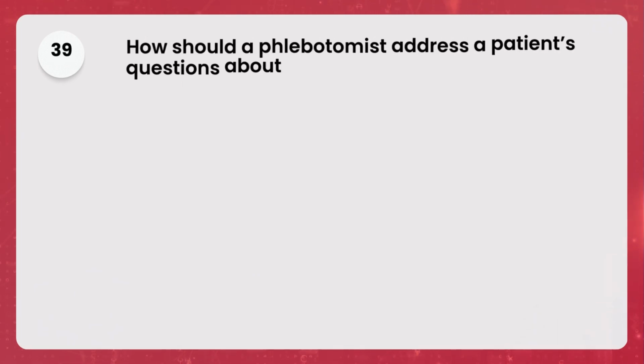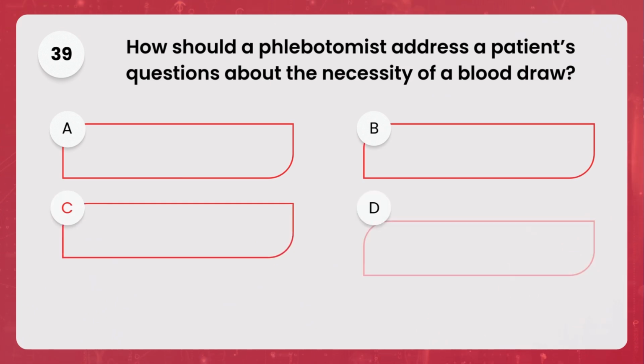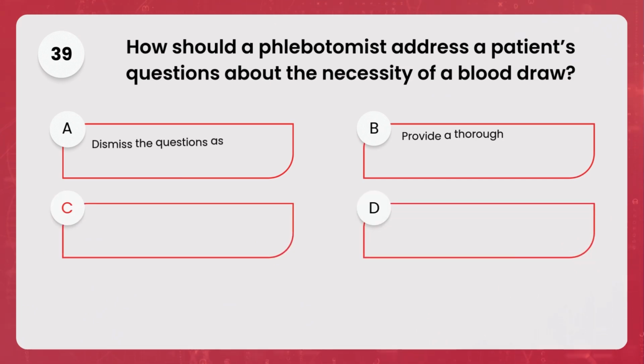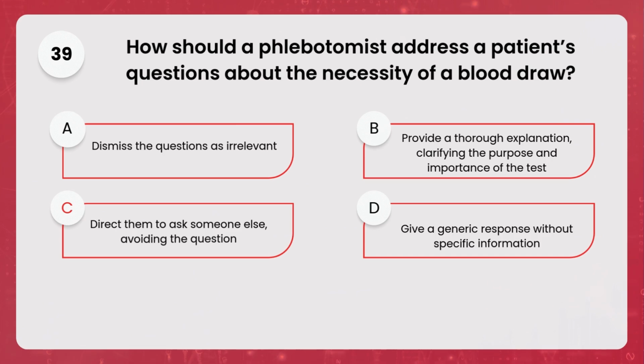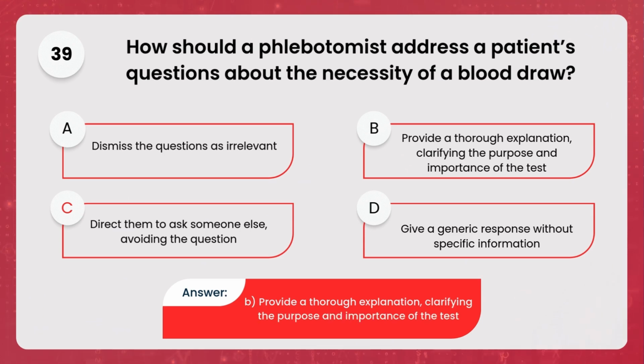Number 39. How should a phlebotomist address a patient's questions about the necessity of a blood draw? A. Dismiss the question as irrelevant. B. Provide a thorough explanation clarifying the purpose and importance of the test. C. Direct them to ask someone else, avoiding the question. Or D. Give a generic response without specific information. The answer is B. Provide a thorough explanation clarifying the purpose and importance of the test.